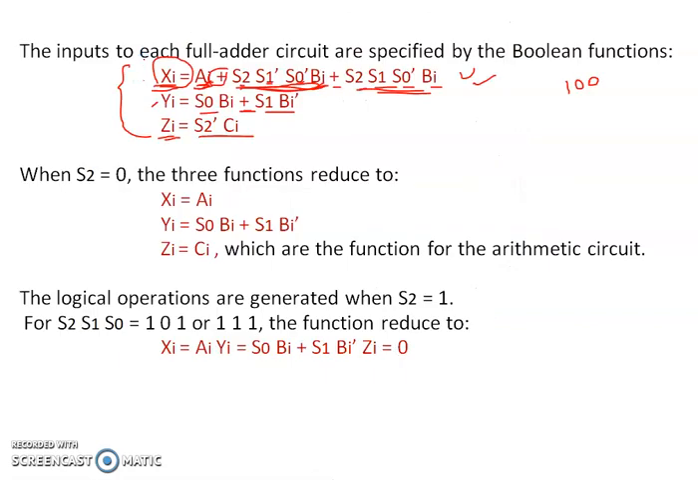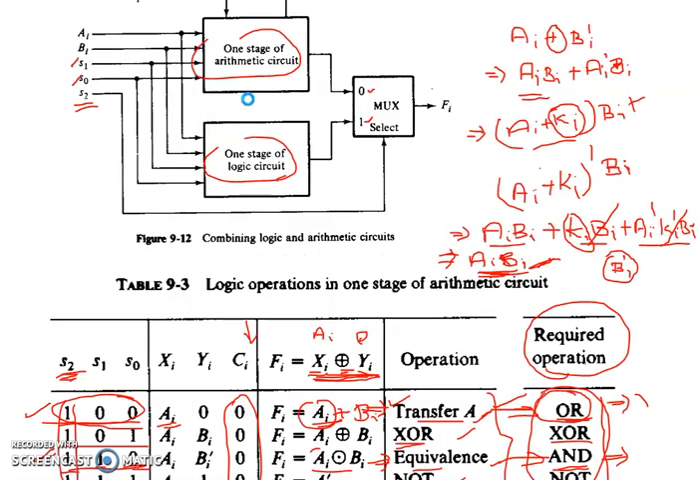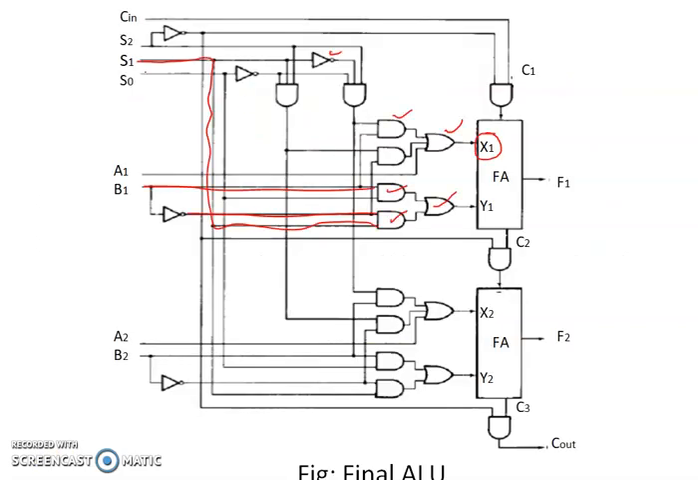Then S0 will be given as an input to Bi. Before moving to that NOT gate, it is given as an input to the AND gate together with Bi. So that is a combination, and both the outputs of the AND gates will be given as an input to the OR gate, which is given as an input to the full adder, the second operand Yi.